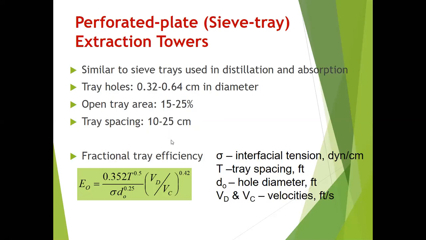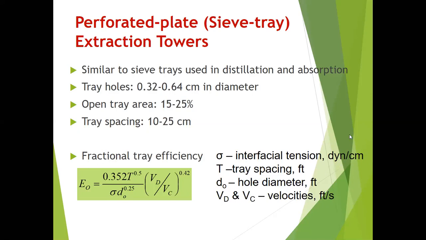Now, for the fractional efficiency of these sieve tray extraction towers, you have the formula, which is empirical in nature and dependent on the tray spacing, and the unit should be feet if you're going to substitute in this formula. The hole diameter should also be in feet, that is the diameter of the tray holes. Then you have the sigma, the interfacial tension, which should be in dyne per centimeter.